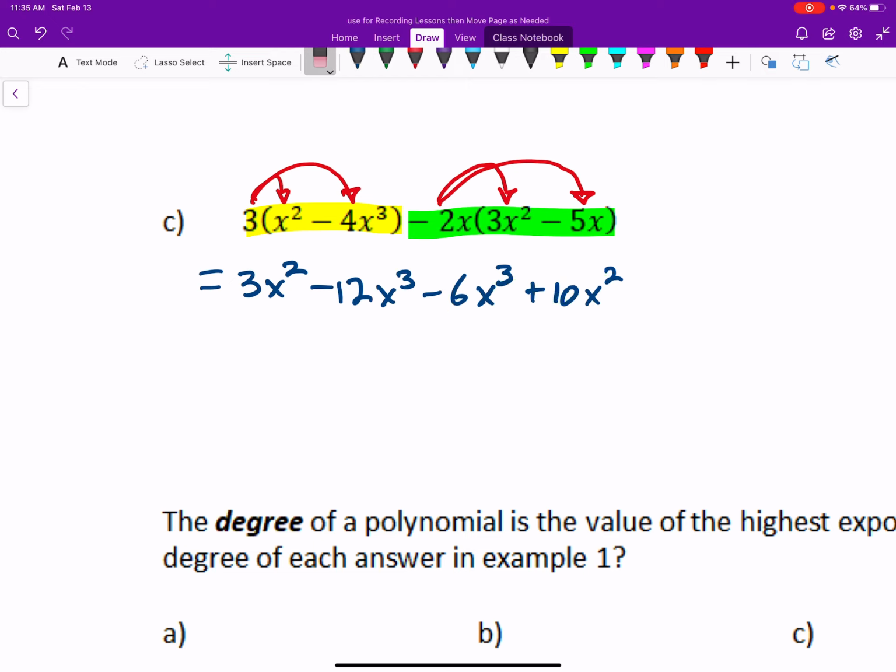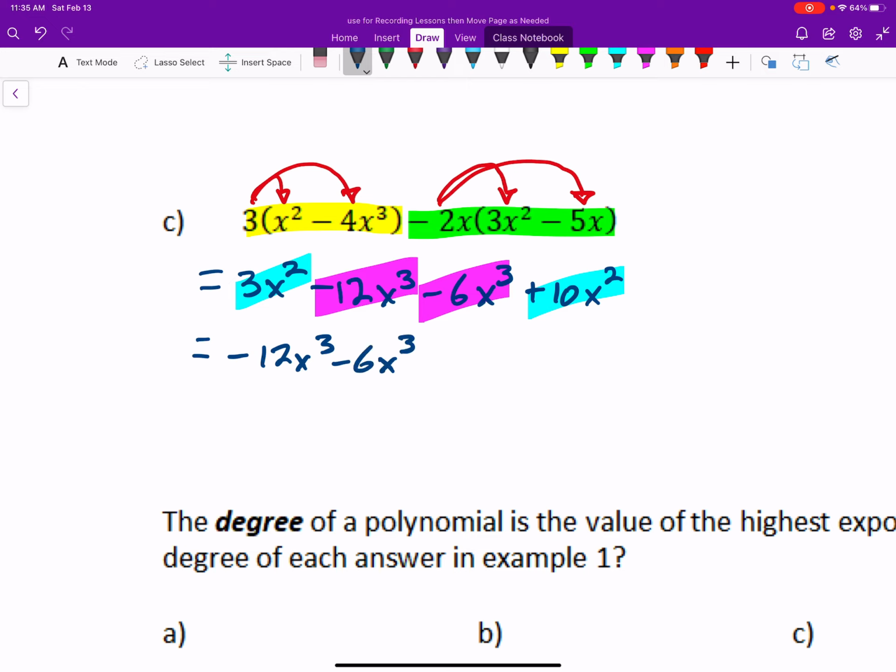So that I can then do some different highlighting where I'm going to show where I'm going to bring things together. So maybe I'll show that I got 3x squared and I got 10x squared. I've got negative 12x cubed and negative 6x cubed. So again, I'm going to put my like terms together, and again, I'm going to start with my highest exponent. And I'm moving the signs with the numbers. So negative 12x cubed minus 6x cubed, the purple ones I put first. Then I'm going to go back to my x squared, so 3x squared plus 10x squared.